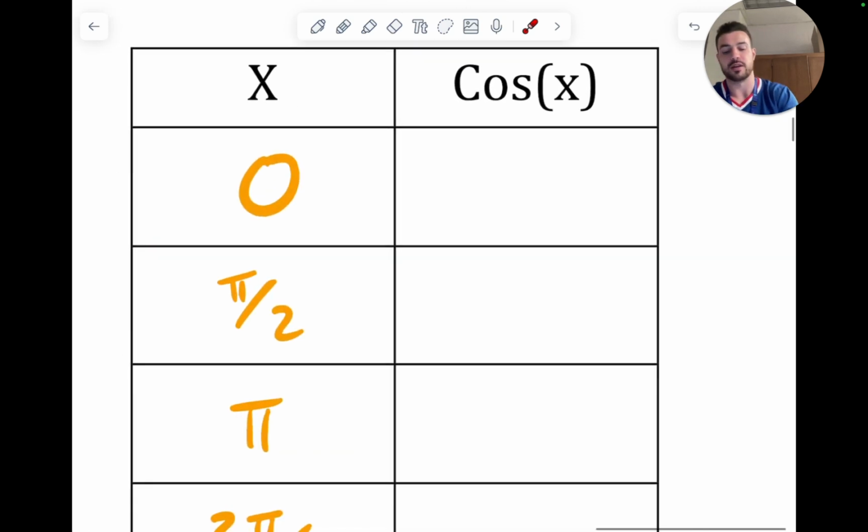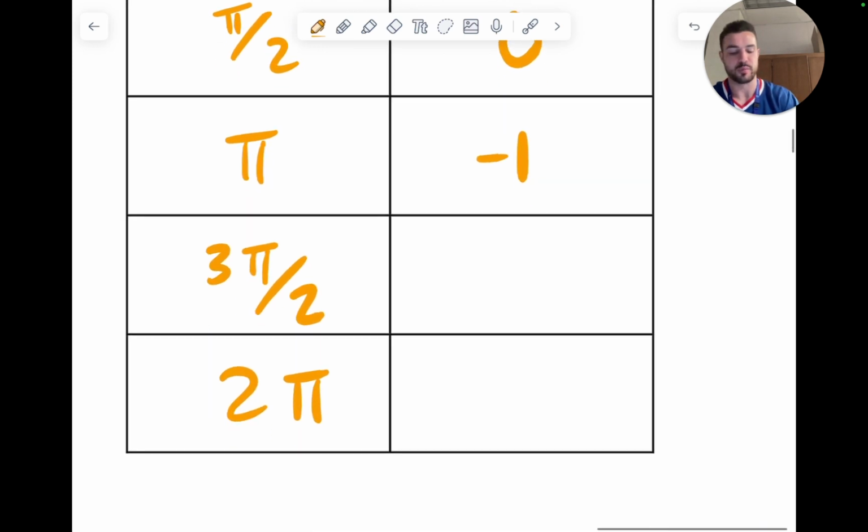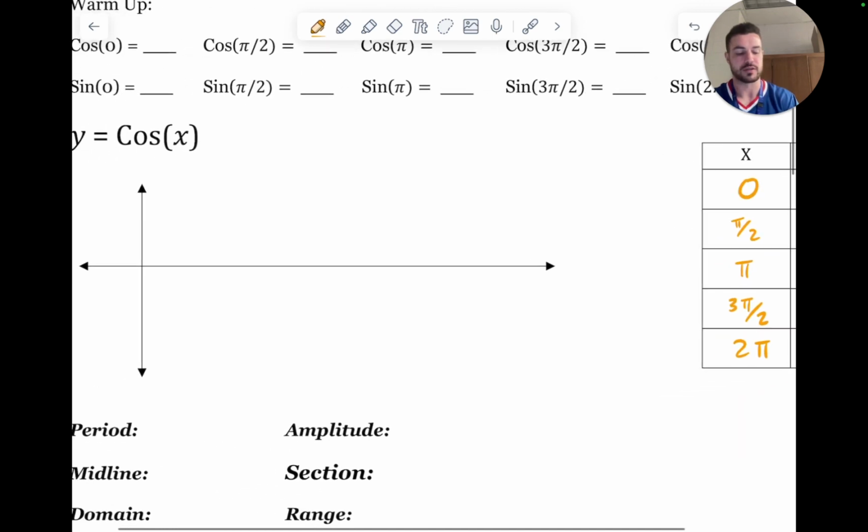So cosine of 0 is going to be 1. Cosine of pi over 2 is 0. Cosine of pi is -1. Cosine of 3 pi over 2 is 0. And then cosine of 2 pi is 1 as well. All right, so I can go ahead and graph those values now.